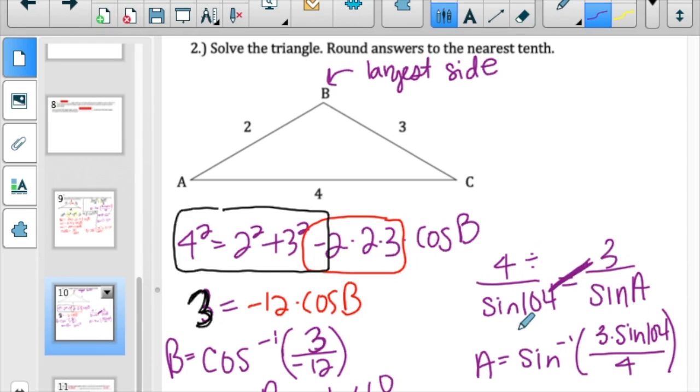What are we getting here? What do we say? 47. I agree. 46.6957 is going to round to 47, so the measure of angle A is going to equal 47 degrees. So then the measure of angle C leaves us with what? 29 degrees. All right.